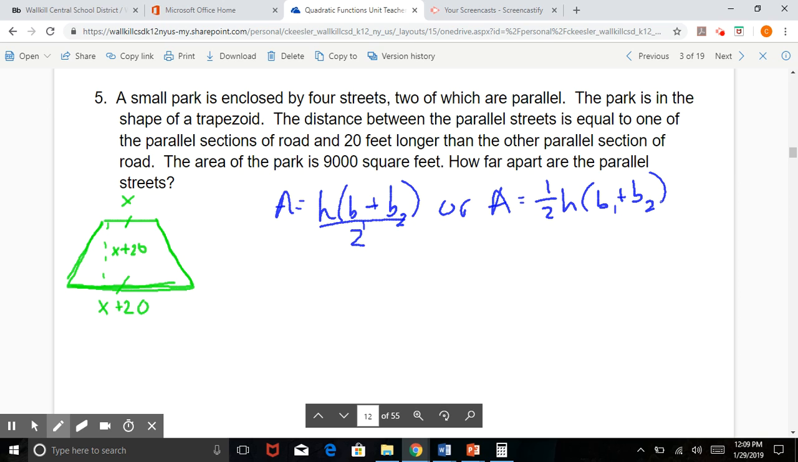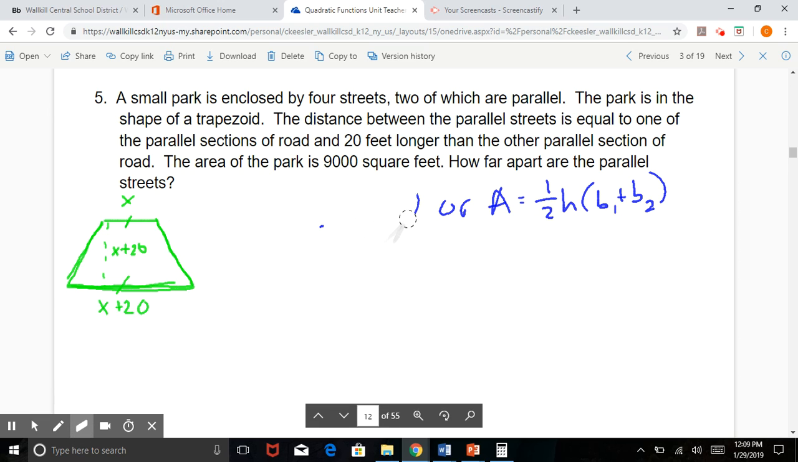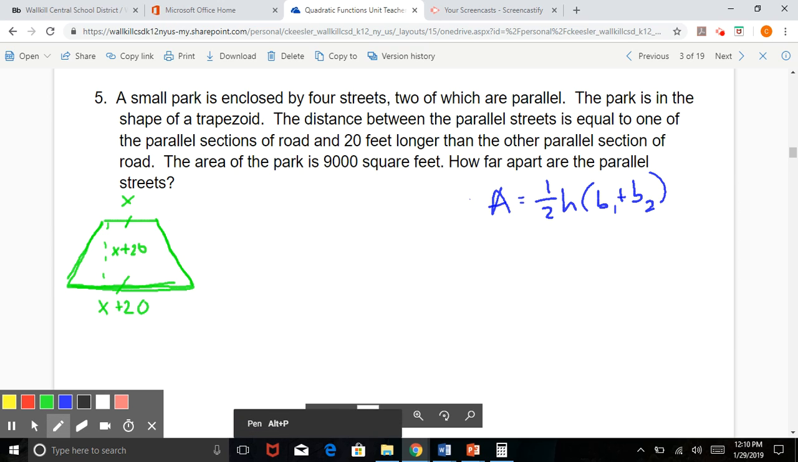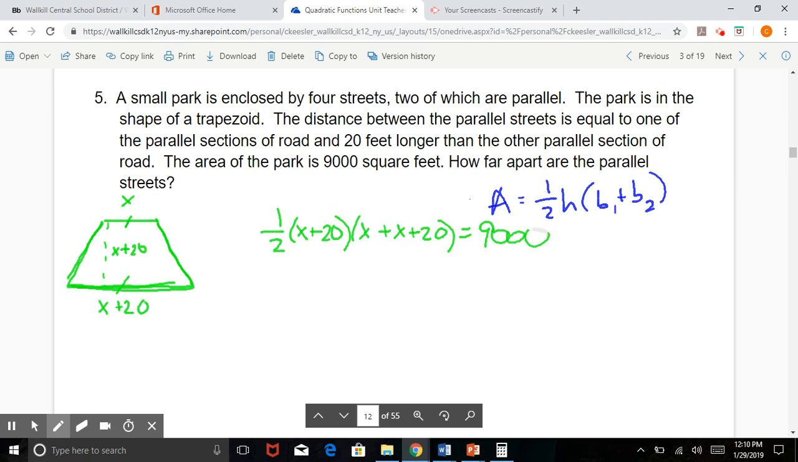So now we're going to plug everything in and start to solve. So I'm going to use the one with the half. I just wanted to show you the other one, because I think that's the one you probably are a little bit more familiar with. So we're going to have 1/2 of the height, which is x plus 20, is equal to base 1 and base 2 being added together. So x plus 20. And that equals the area of 9,000 square feet.